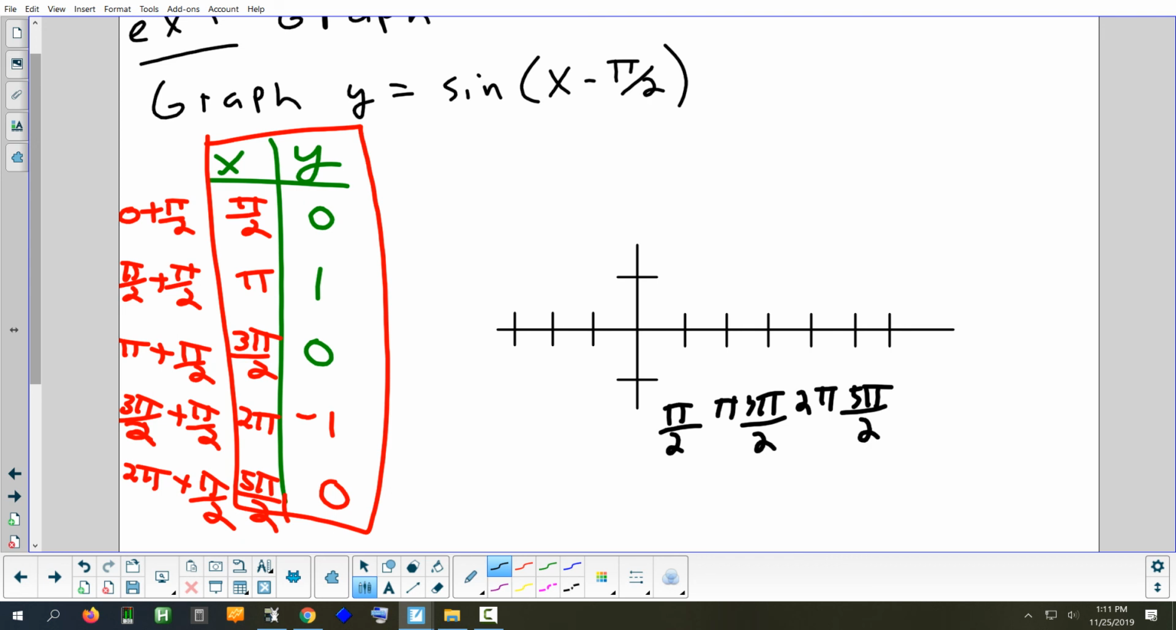Now, on the y-axis, I'm going to go by ones. If you go by ones, you do not have to label the axis. Okay? If you want to go by something other than ones, you do. Okay, so here's your sketch. 0, 1, 0, -1. That's why I moved these labels down a little bit so I didn't have to draw over them. And 0. Here is your sketch. Here's what the original would look like.